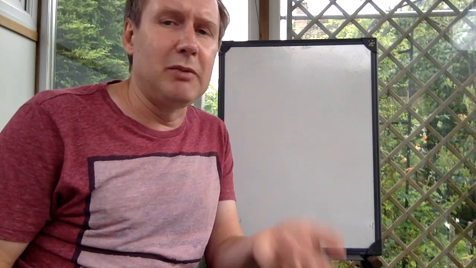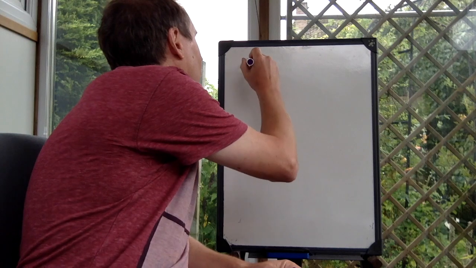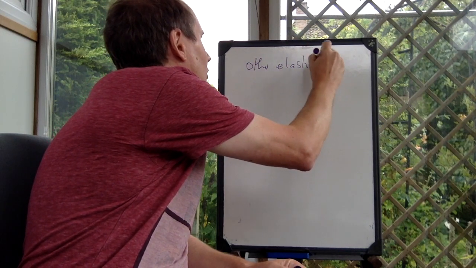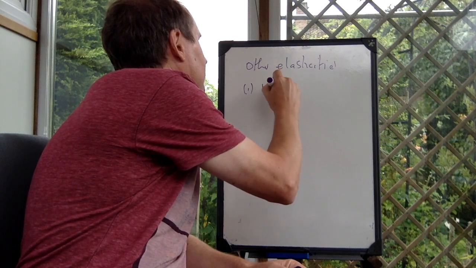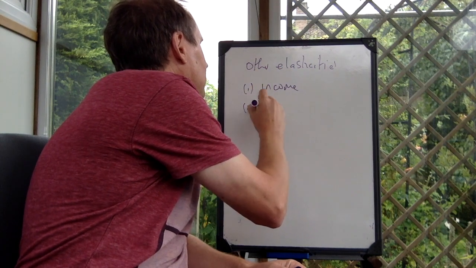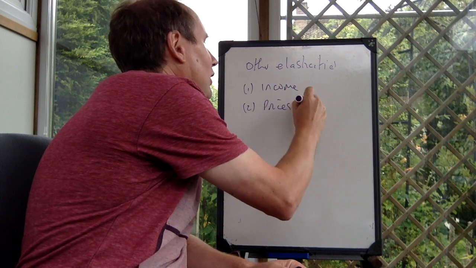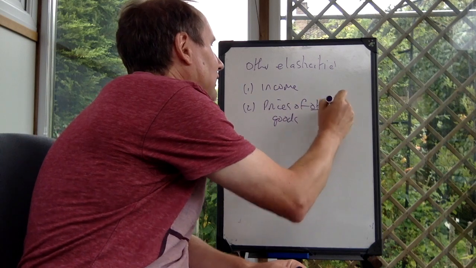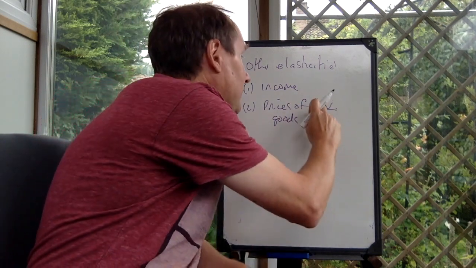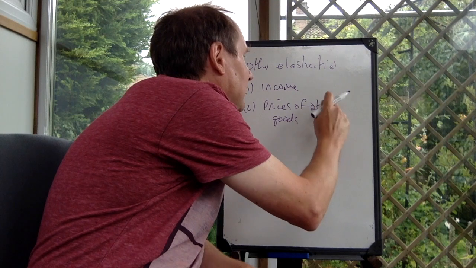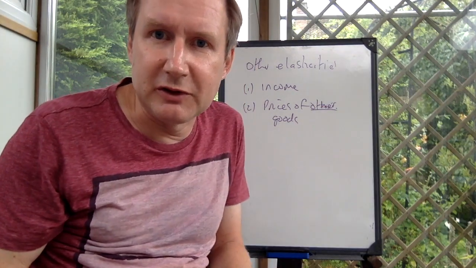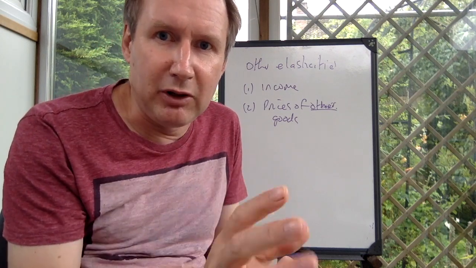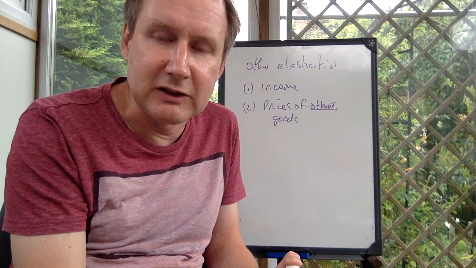And two of the big ones. So if we look at other elasticities, two of the big ones are one, income, and two, the prices of other goods and services. So things that are linked to this one. So at this stage, it's very important that you understand really clearly what the sign, the plus or minus, on an elasticity means.